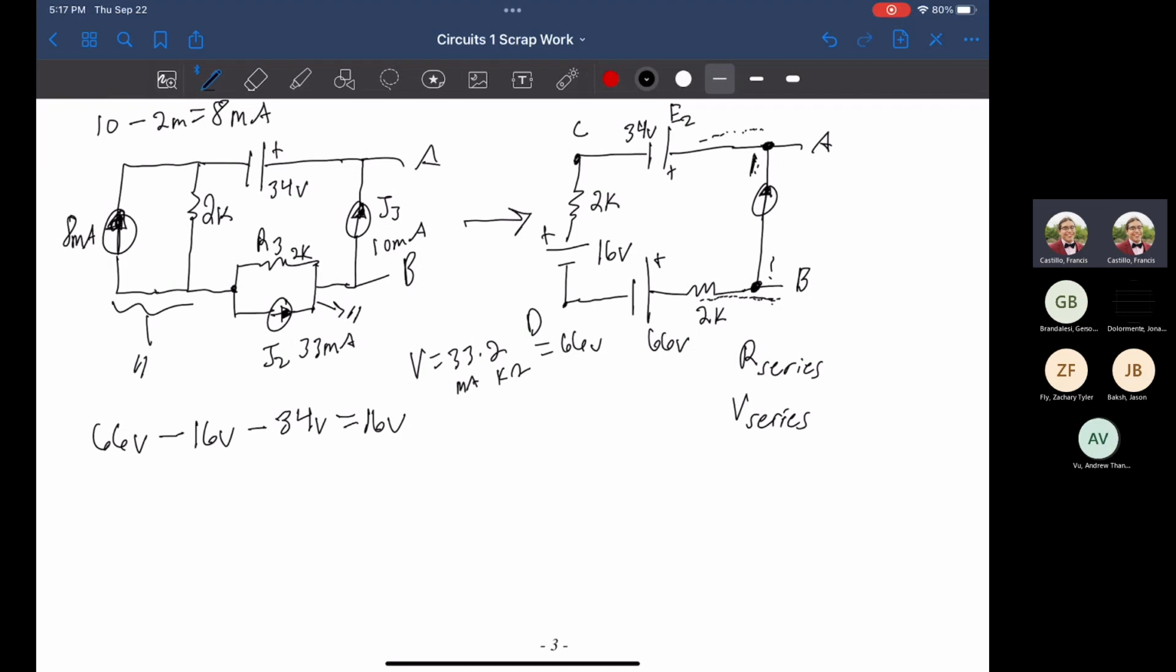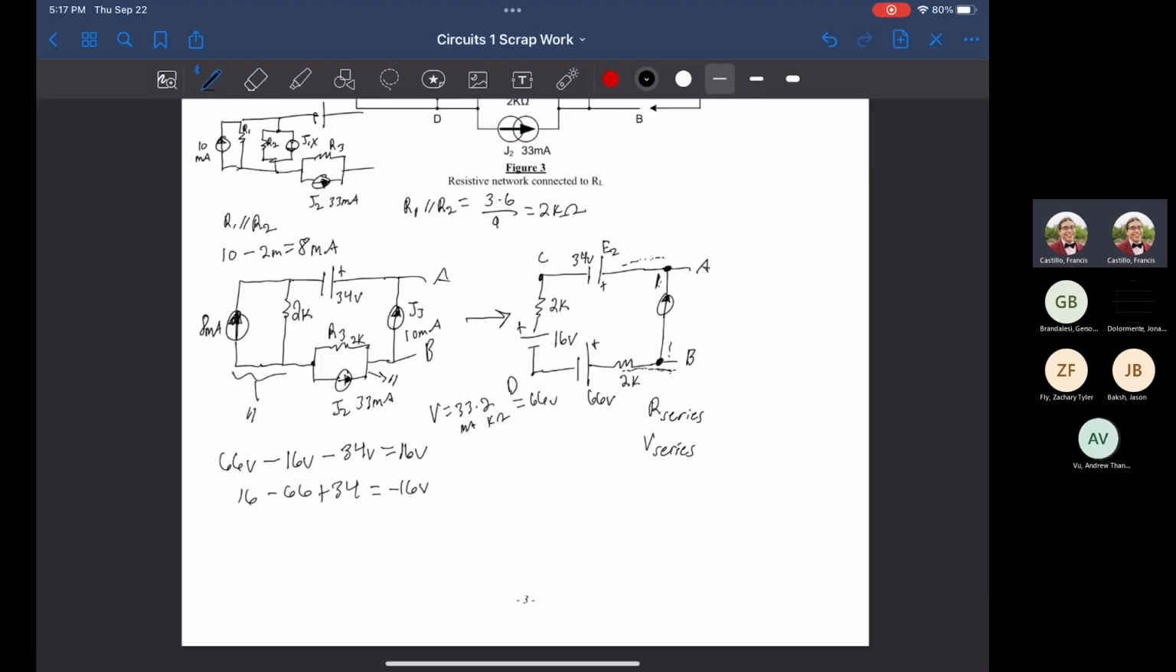It doesn't matter which order you do. You just keep in mind the sign conventions. So say if we did 16 minus 66 plus 34 instead, something like that, you would still get negative 16 volts. It's just the orientation would be different. Just keep that in mind.